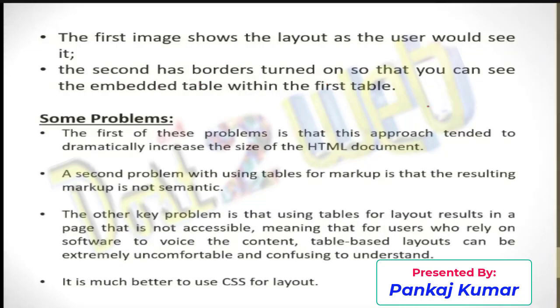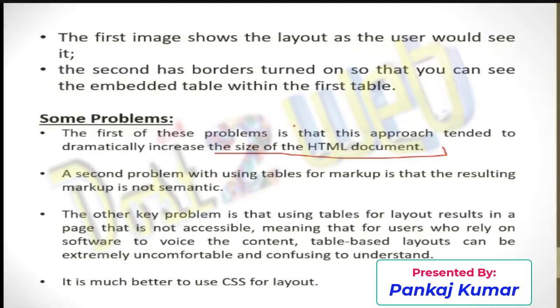But some problems will arise there. What problems will arise? The first problem is that this approach tends to dramatically increase the size of the HTML. Obviously, suppose you have 100 rows or 1000 rows to display. What happens? You are going to write the table row 100 times and define it. When you do that, obviously the page size of the particular HTML will increase.